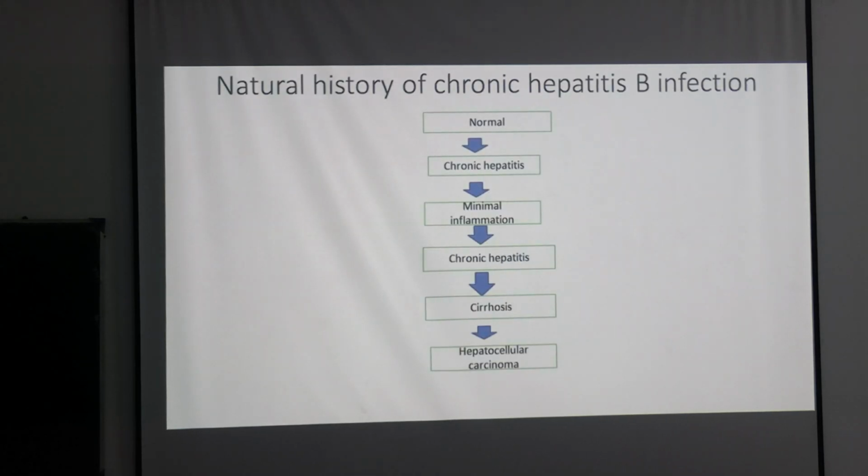Natural history of chronic hepatitis B infection: first normal, then chronic hepatitis with minimal inflammation, then chronic hepatitis, cirrhosis, and hepatocellular carcinoma.